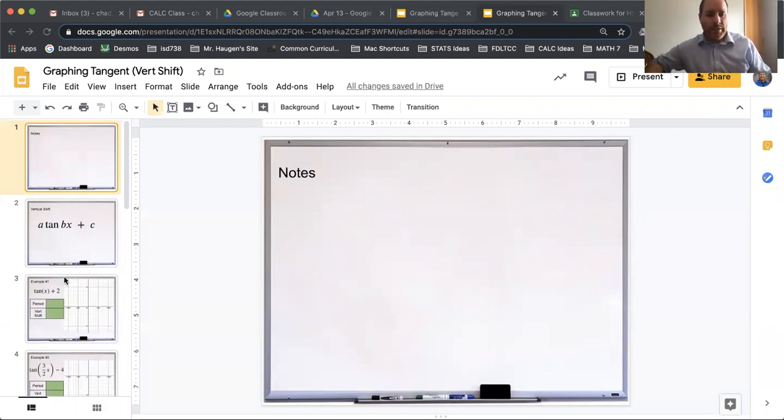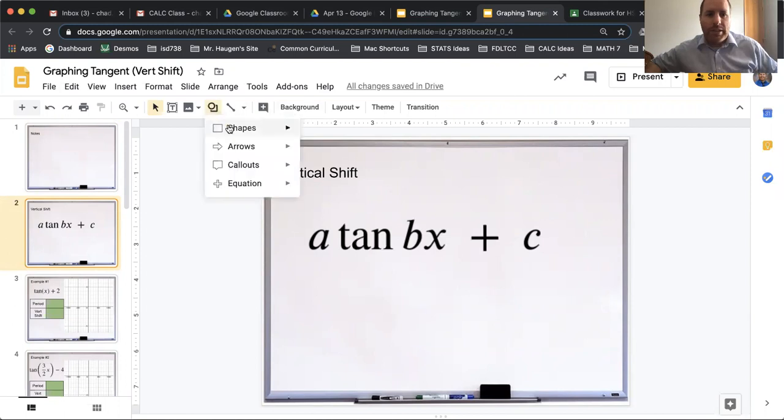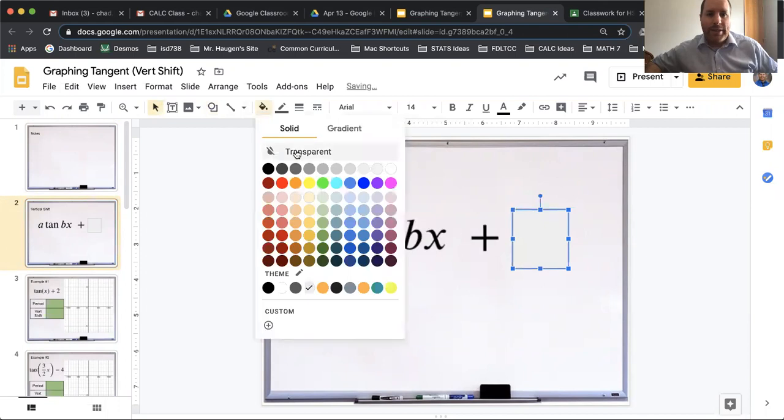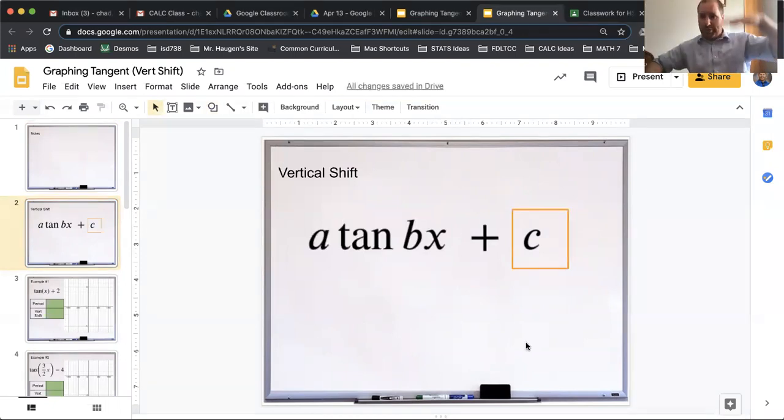So on here, this is our general equation, a tangent bx plus c. Yesterday we went over how the b value affects the period. That's how wide or narrow the tangent graph is. Today we're going to be talking about the c value. What does that end up doing to the graph? Okay, that ends up affecting the vertical shift. It moves it up or down, right? Otherwise, most of the graphing is still very much the same.